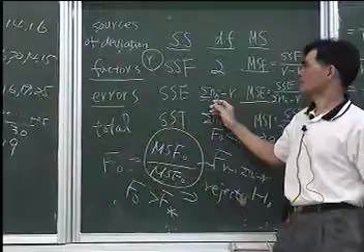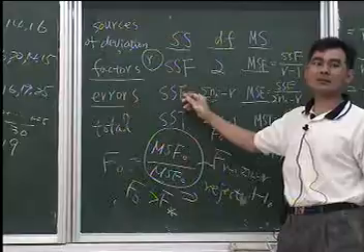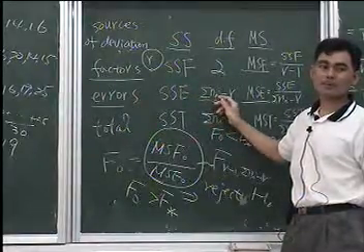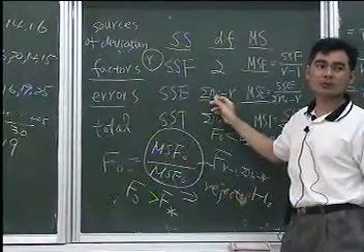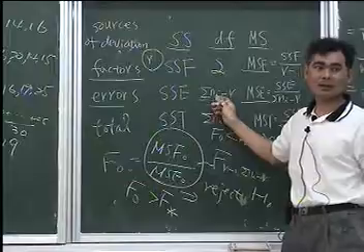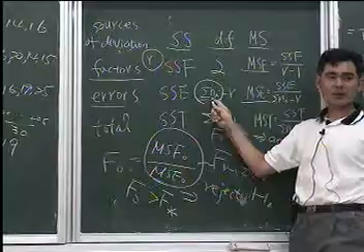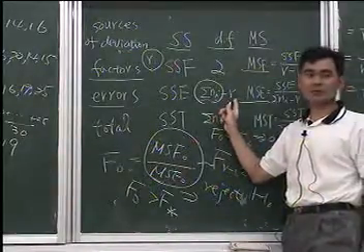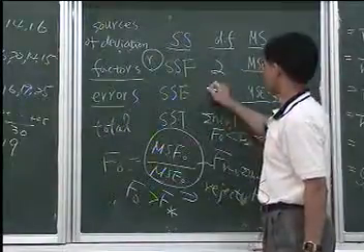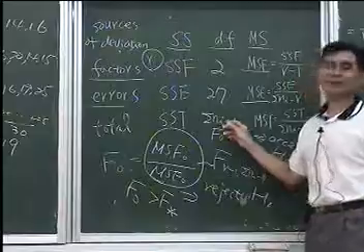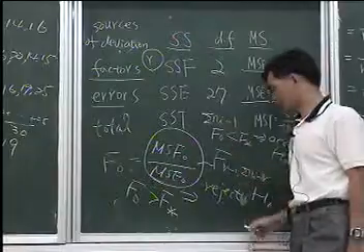And what about here? We are talking about the degrees of freedom for SSE. What should that be? It should be 27, because the total is 30 and you have 3 machines, 3 different persons. So this is 27. And what about here? You have 29.